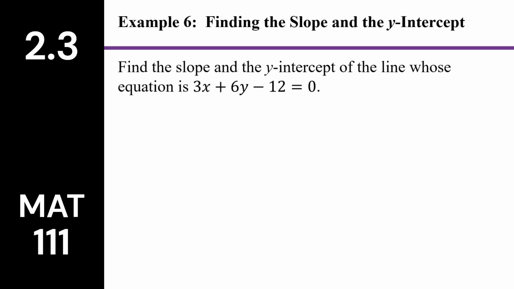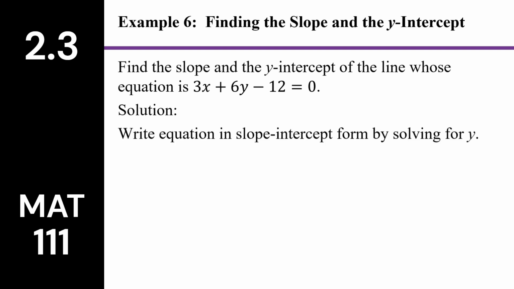Let's look at an example. Here's a line that's in general form. They want us to find the slope and the y-intercept. So when that's the case, we typically will solve for y. We'll write the equation in slope-intercept form by solving for y.